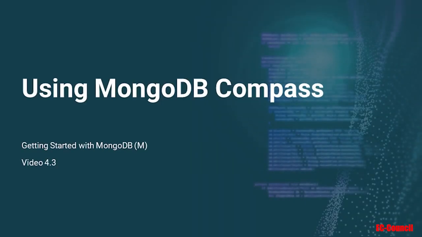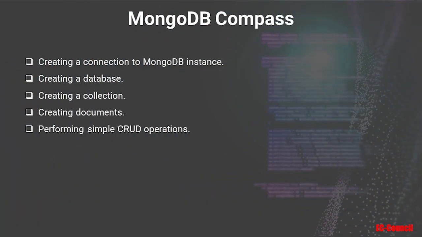Using MongoDB Compass. MongoDB Compass is the GUI application for managing MongoDB databases. It allows you to analyze your data using a familiar and intuitive interface. You can use it to explore data visually and perform some of the common CRUD operations without using much code. You can use MongoDB Compass to create databases, collections, and documents. So let's head over to MongoDB Compass and perform some of these operations.